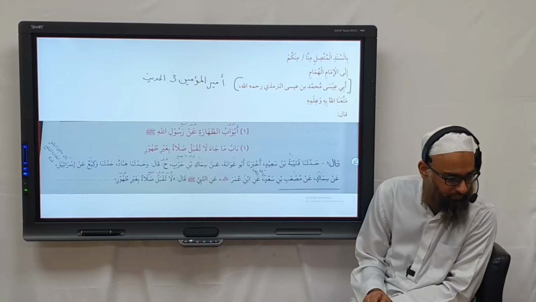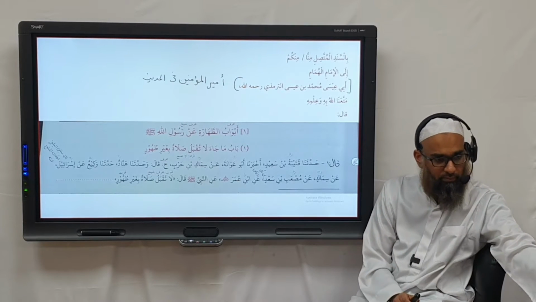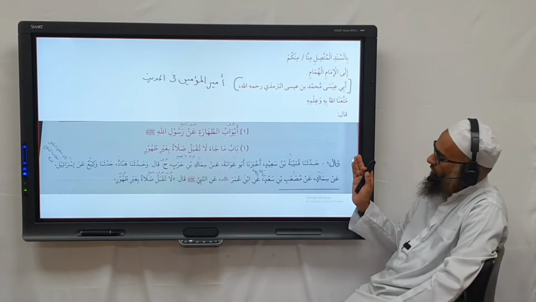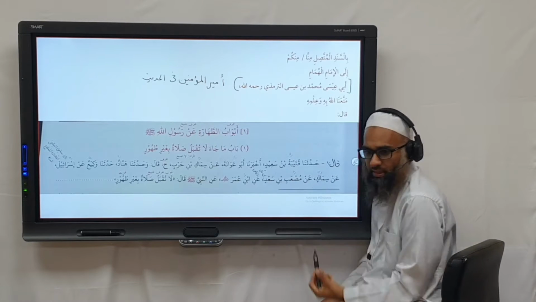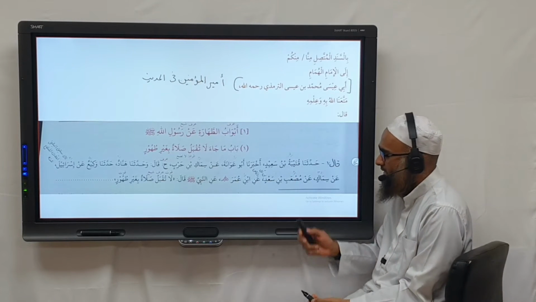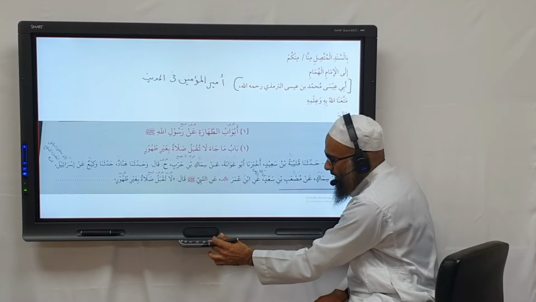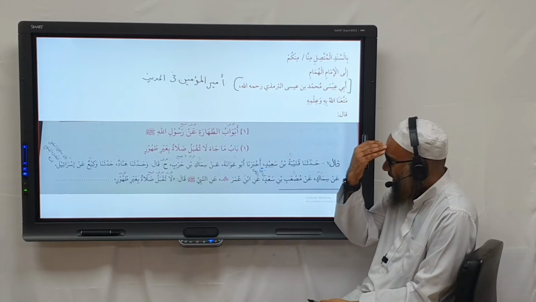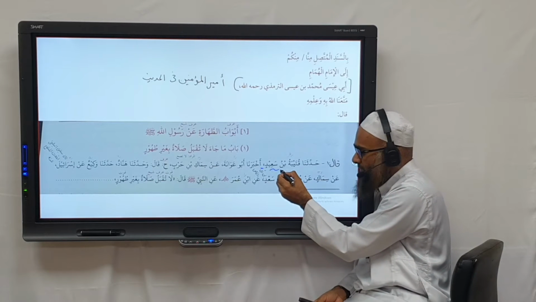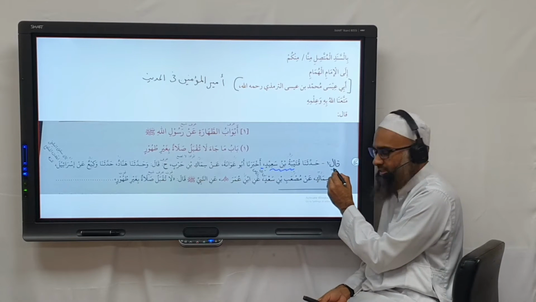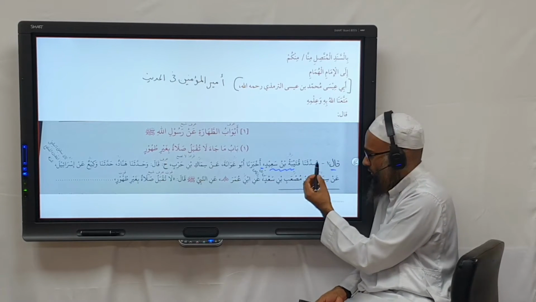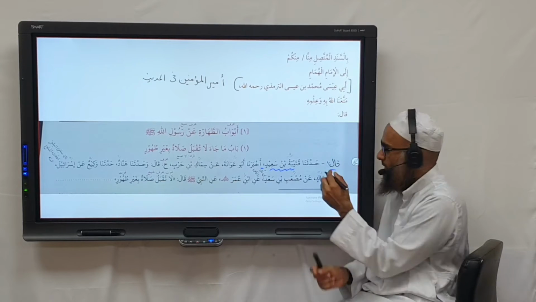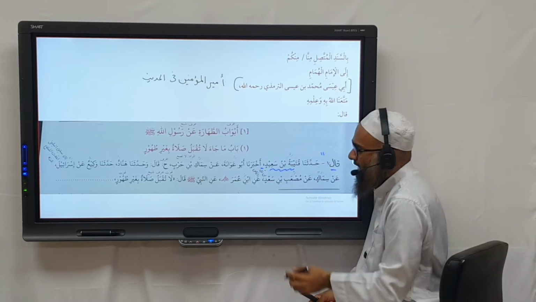haddathana. Understood? Okay. Then after that we have haddathana Qutaybah ibn Sa'id. This is Imam Tirmidhi's ustaz. Then after that you come across akhbarana again. If you think about it now, Qutaybah ibn Sa'id is the teacher, so Imam Tirmidhi said what? The quote starts: Imam Tirmidhi said, haddathana Qutaybah ibn Sa'id.